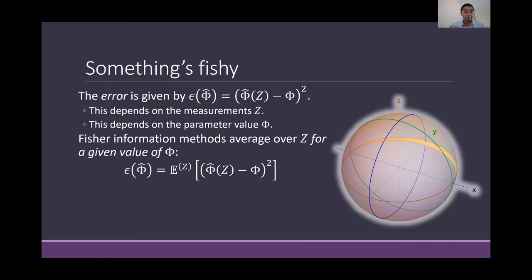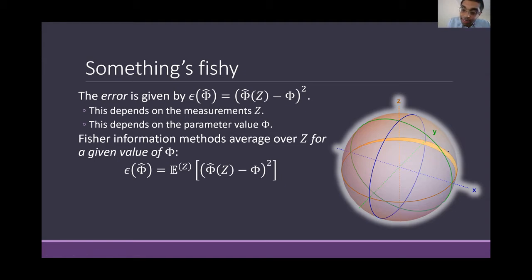Now, you might have heard of Fisher information methods. Fisher information methods average over all possible measurement results, but they do this for a given value of phi. So that's what I'm trying to show with this notation here. You're averaging over your measurement results, but not your value of phi.